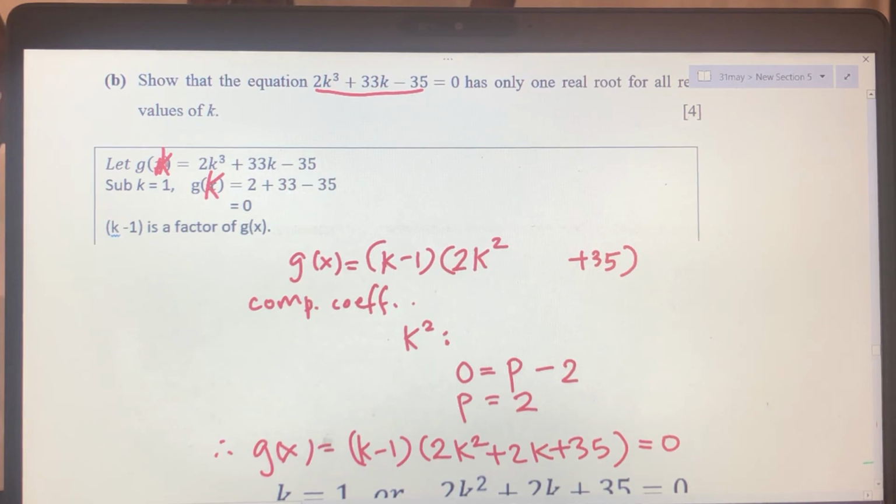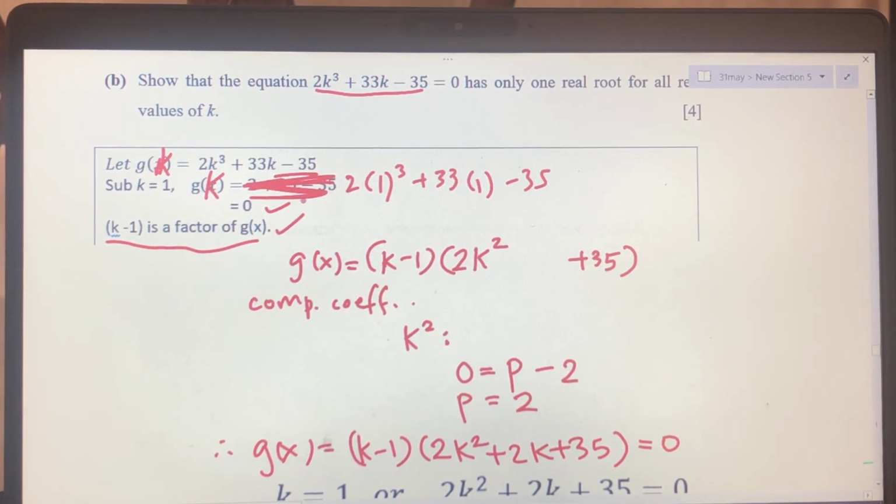So remember, if it's x, it's x. If it's m, it's m. Okay, if it's p, it's p here. Alright, so when k equals 1, you sub in. You must show the substitution. Okay, so you show it this way. You will end up with 0, confirm, then you just say that this one is a factor of this.